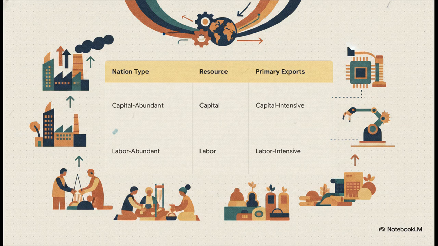Take Germany, for example. They naturally export highly engineered automobiles because they actually have the advanced factories and infrastructure to pull it off. On the flip side, a labor-abundant nation naturally exports labor-intensive goods. A country like Bangladesh naturally excels at exporting textiles because they are capitalizing on a massive workforce. It's an incredibly pragmatic, resource-driven view that perfectly explains huge portions of modern manufacturing.